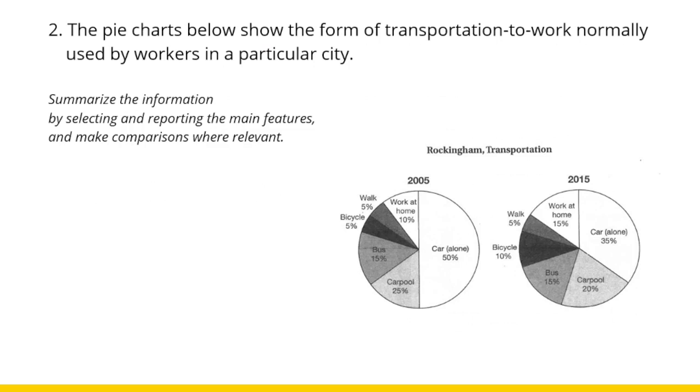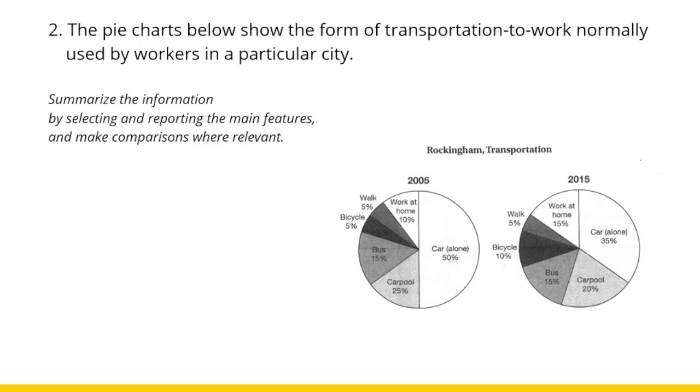And now we are going to discuss our graphic type 2, which is a pie chart. As you see on the slide, we have 2 different pie charts that represent different years, 2005 and 2015. So before analyzing your pie chart, make sure you read your topic carefully and understand the main idea of these pie charts. The topic always contains the most important details, so make sure you read it. Let's take a look now, and I'll read it. The pie charts below show a form of transportation to work normally used by workers in a particular city.